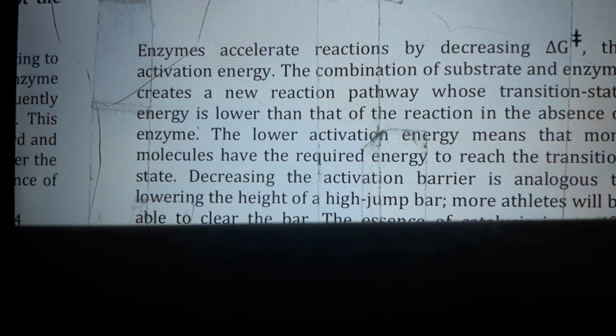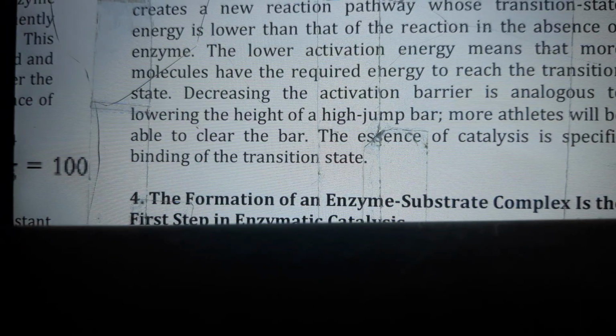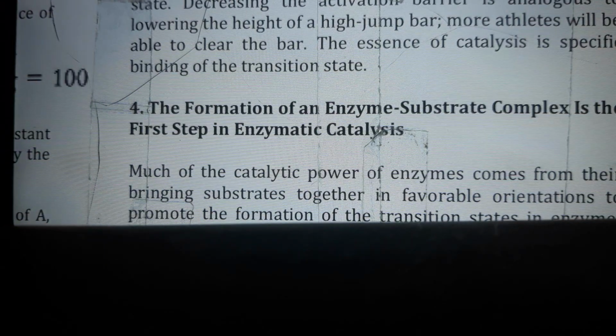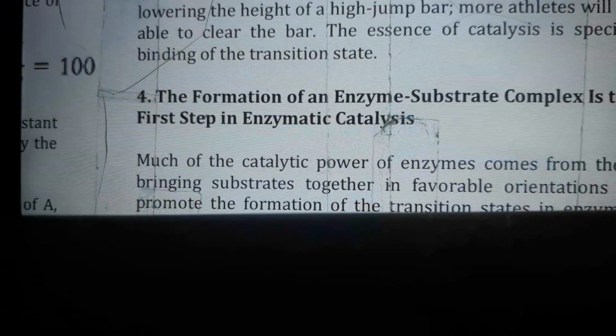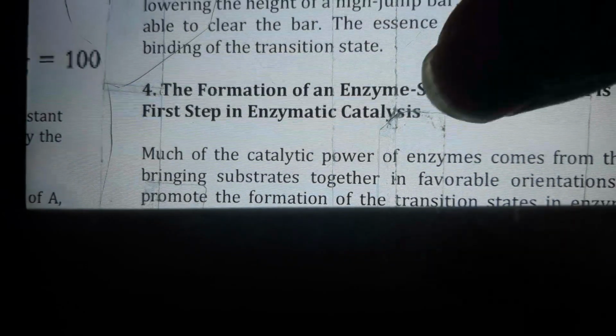The combination of substrate and enzyme creates a new reaction pathway whose transition state energy is lower than that of the reaction in the absence of enzyme. The lower activation energy means that more molecules have the required energy to reach the transition state. Decreasing the activation barrier is analogous to lowering the height of a high jump bar. More athletes will be able to clear the bar. The essence of catalysis is specific binding of the transition state.